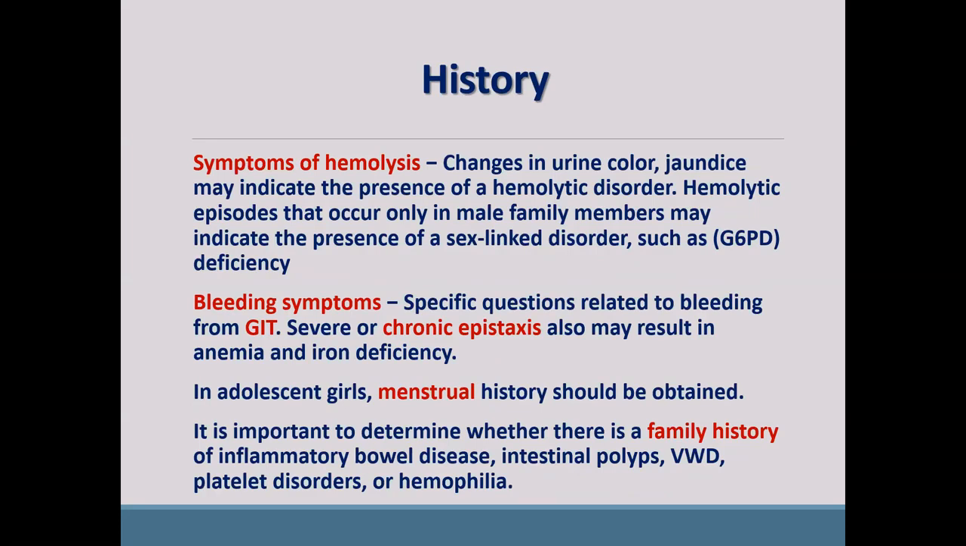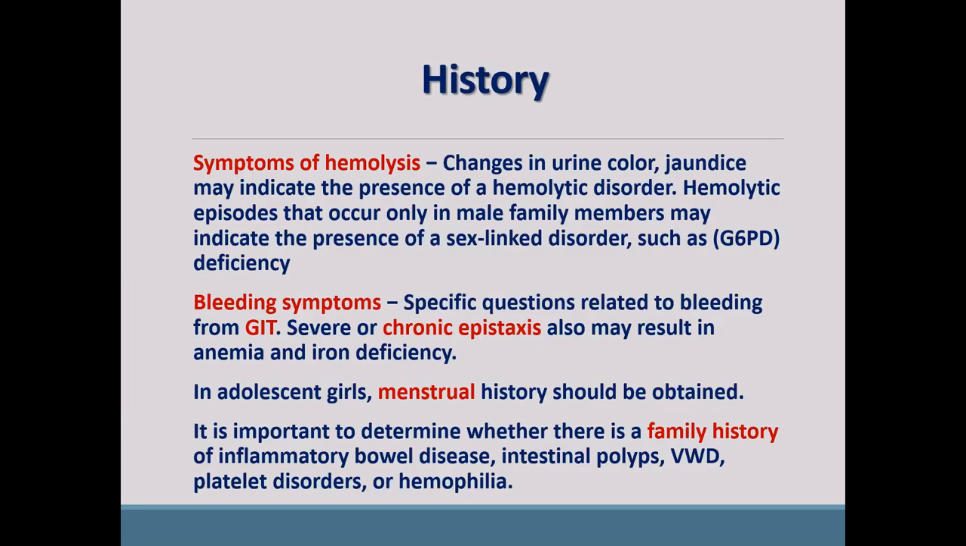levels. Symptoms of hemolysis, like changes in urine color and jaundice, may indicate the presence of a hemolytic disorder, and hemolytic episodes that only occur in male family members indicate the presence of G6PD deficiency, an X-linked recessive disorder. The presence of bleeding symptoms is also important, like GIT bleeding, epistaxis, bleeding per rectum, and other occult bleeding from the GIT. Severe or chronic epistaxis may also result in anemia and iron deficiency.